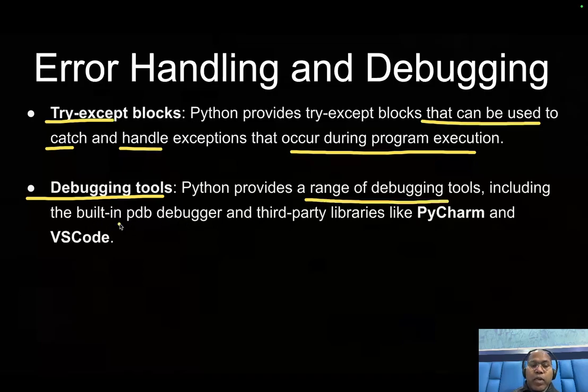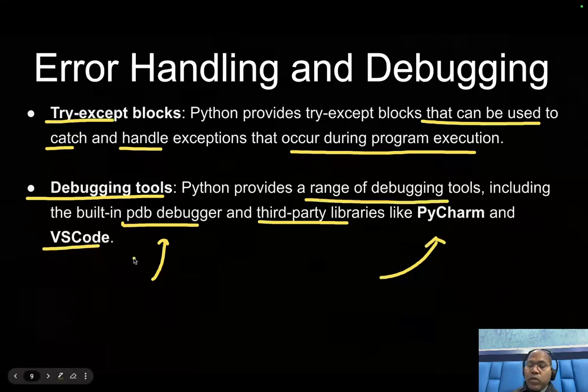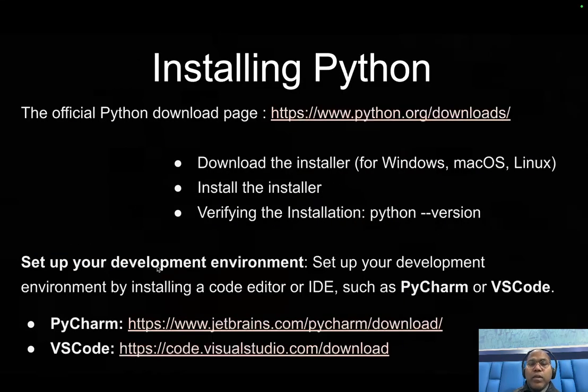Maybe you can use the Python debugger tools, which are built in and provided by Python itself, but you can also use third-party tools. Maybe you can use PyCharm, which is an editor where we write the code, run the code, and debug the code, and you can even use Visual Studio Code. That helps you understand, read, and write your code in a smooth manner. So these are the basics.